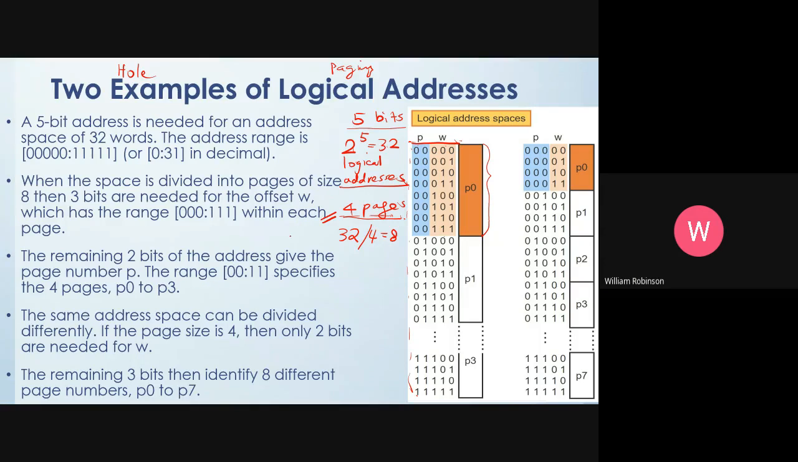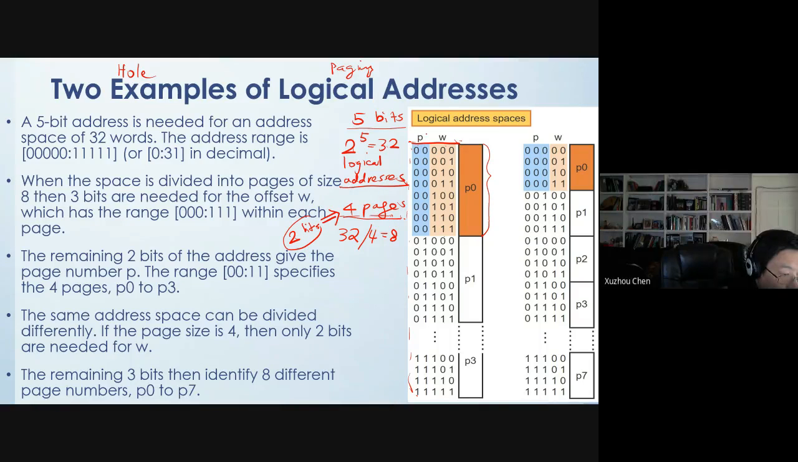Two. We just need 2 bits, right? We need 2 bits to represent 4 pages. So that's why in the logic address scheme, when we divide these 5 bits into 2 parts, we use this part to represent the page numbers. Okay, because with 4 pages, you can represent page number 0, 1, 2, 3. And then this part is used to represent something called offset.